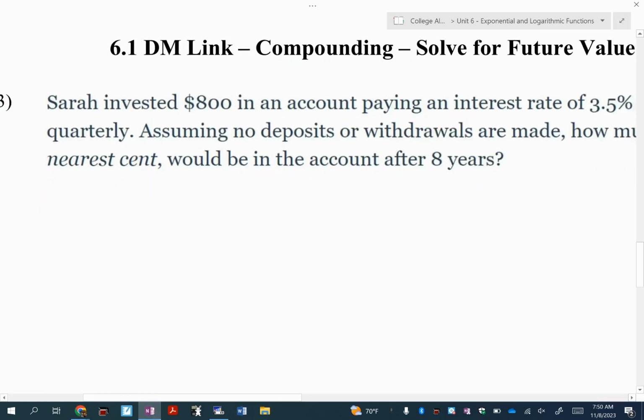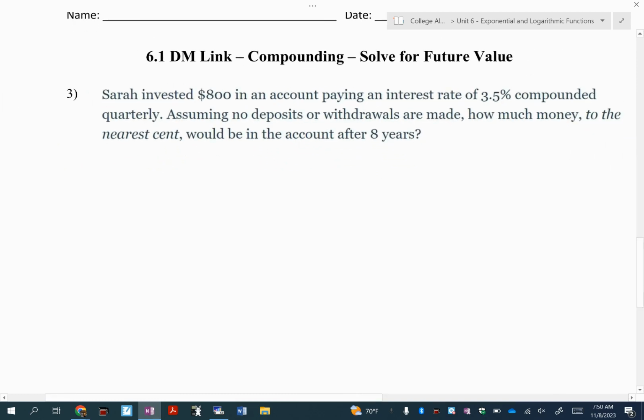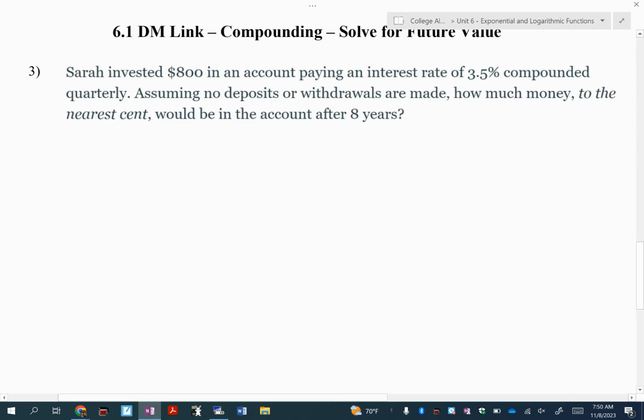Okay. We've got Sarah. Sarah is investing $800. Remember to write down your formula or refer to the one again on the previous page. She's investing $800, paying an interest rate of 3.5%. So Hector, hit me with that rate if it's 3.5%. 0.035. All right, Hector, well done.